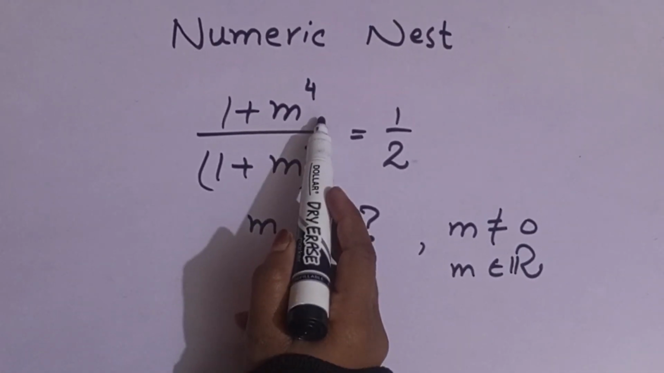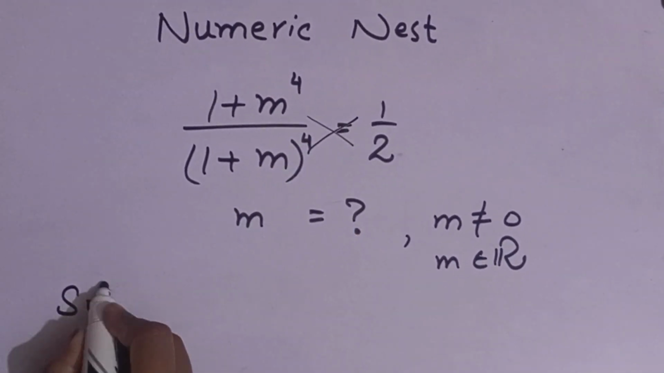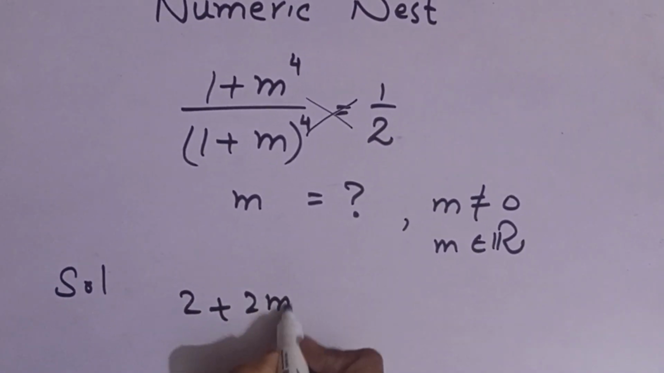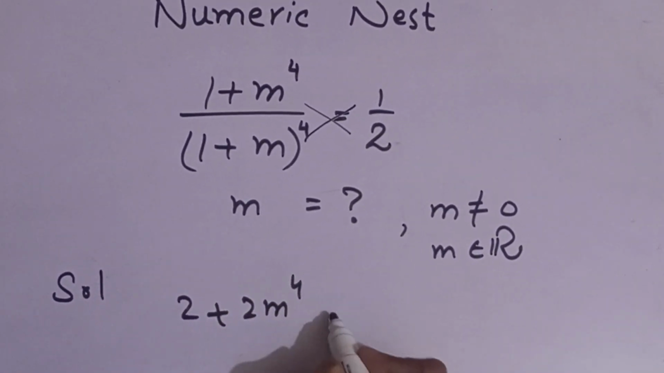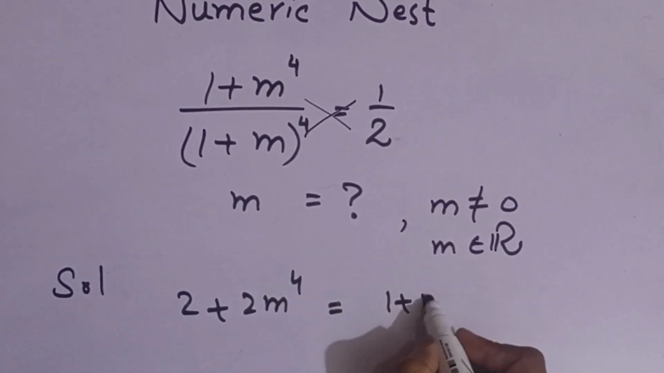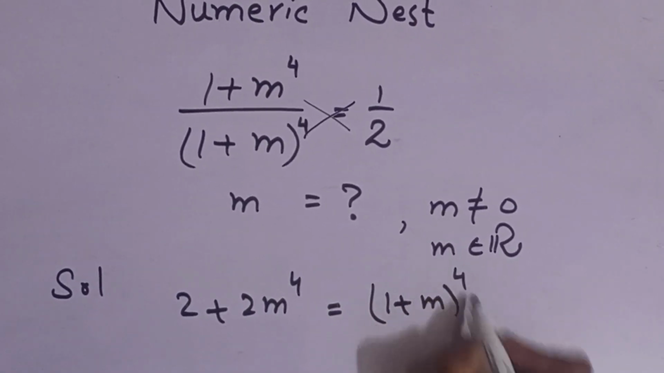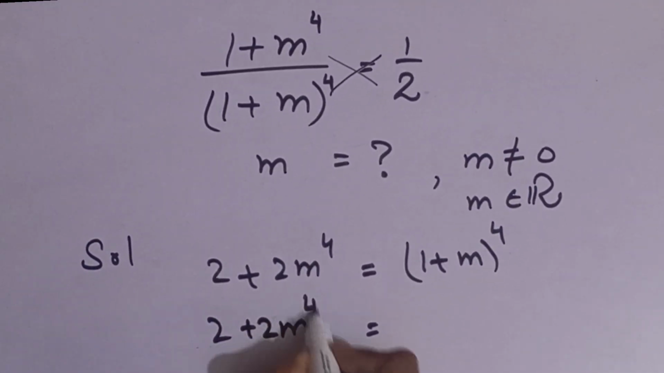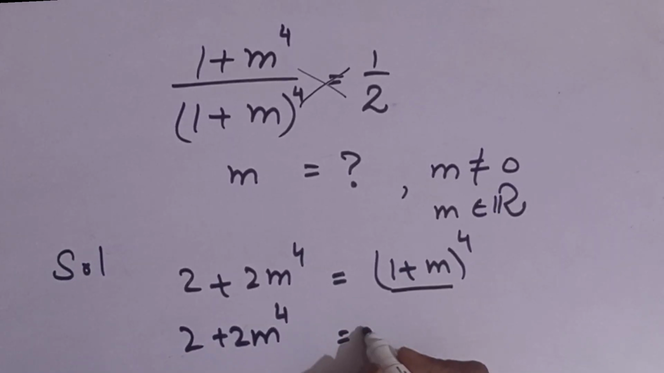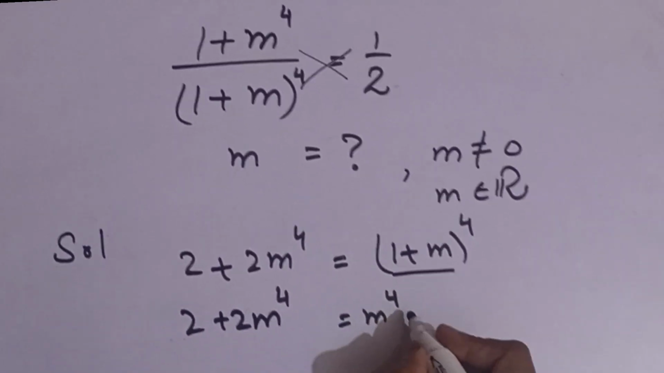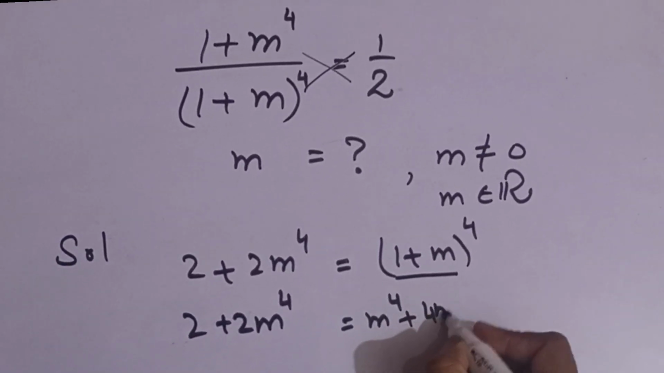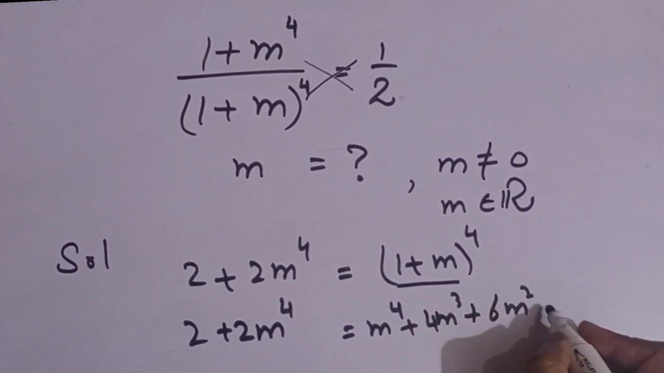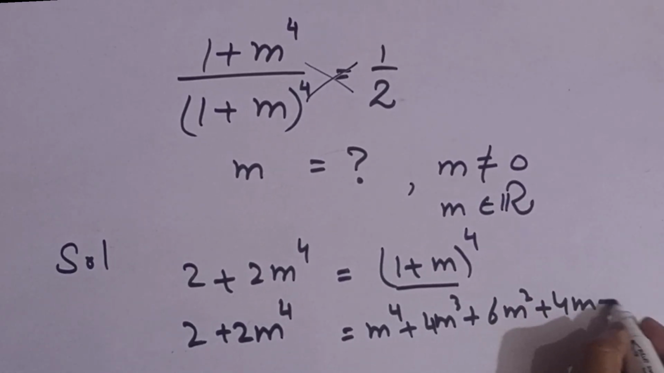In the first step, we cross multiply. Multiply this value by 2, then we get 2 plus 2 times m raised to the power 4. This is equal to (1 plus m) whole raised to the power 4. We copy the left hand side, 2 plus 2 times m raised to the power 4, and we expand this form, and this is equal to m raised to the power 4 plus 4 times m cubed plus 6 times m squared plus 4 times m plus 1.